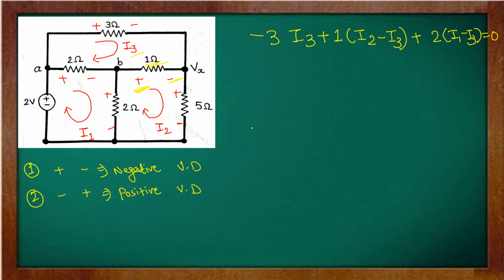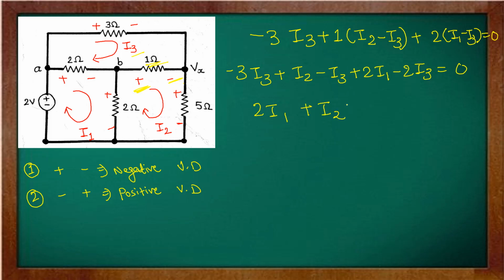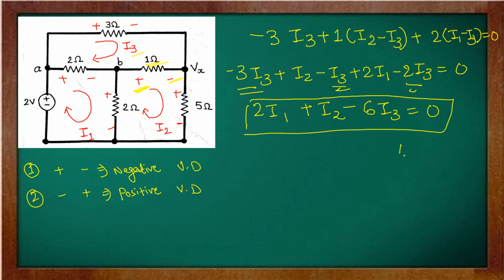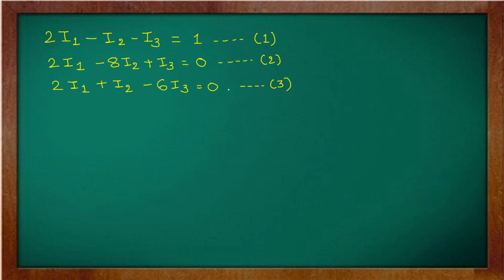Now let's open this. So what we get? Minus 3I3 plus I2 minus I3 plus 2I1 minus 2I3 which is equal to 0. Let's simplify it. 2I1 plus I2 minus, here see 3 plus 1 plus 2, minus 6I3 which is equal to 0. So this will become my equation number 3. So here I have 3 different equations: 1, 2 and 3.